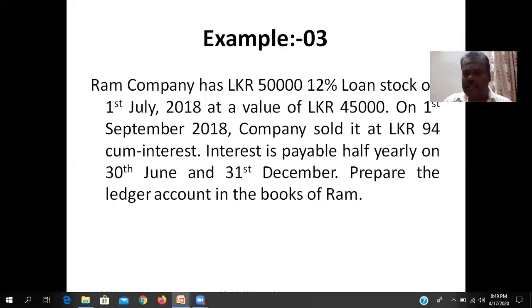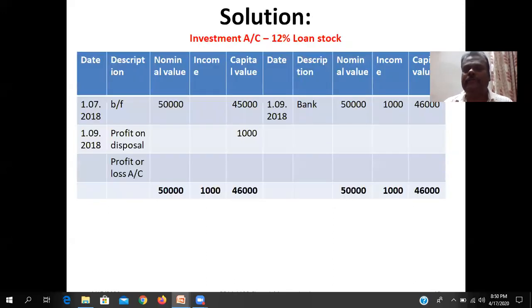You know that on 1st July 2018, RAM company has 50,000 nominal value of loan stock at a value of 45,000. So this is not purchased in the same year. It has already been purchased and the company has the balance. So when we move to the investment account solution, we will record this amount as the opening balance on 1st January 2018. It is debited as balance brought forward.